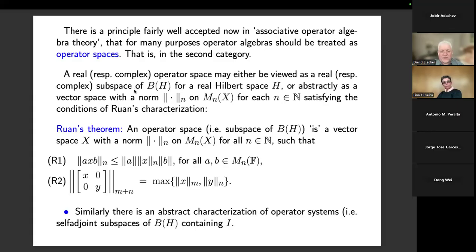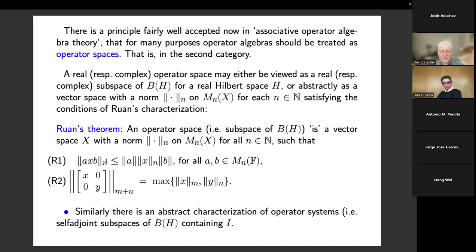or abstractly as a vector space with a norm on the n by n matrices satisfying the conditions of Ruan's characterization. Zhong-Jin Ruan had a very beautiful characterization of operator spaces, which is completely abstract. There's no mention of Hilbert space or any operator really. An operator space is simply a vector space X with a norm on the n by n matrices over X, satisfying the two Ruan conditions R1 and R2.